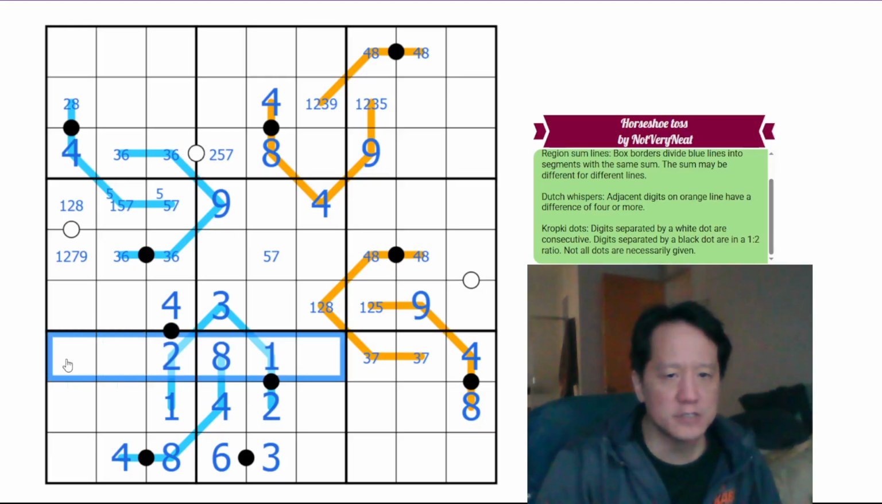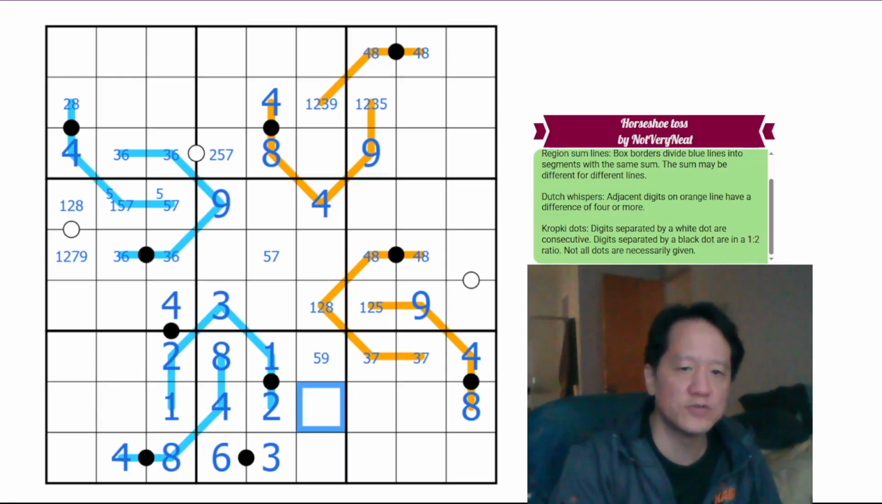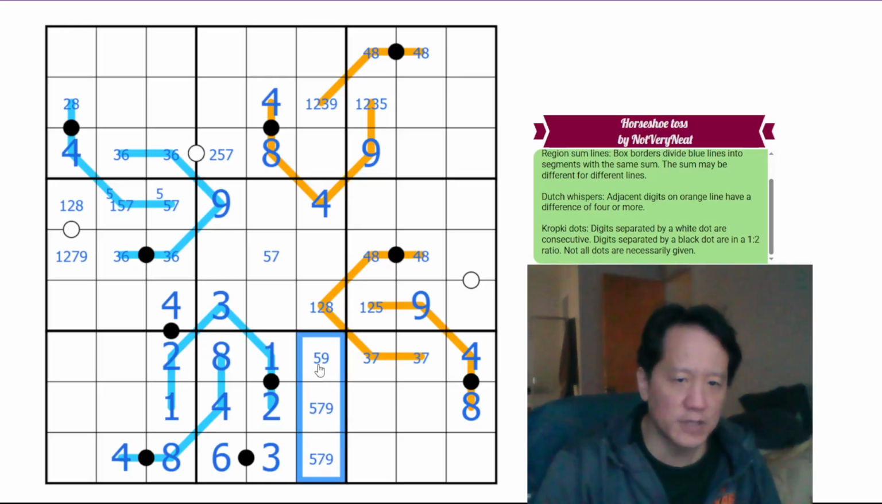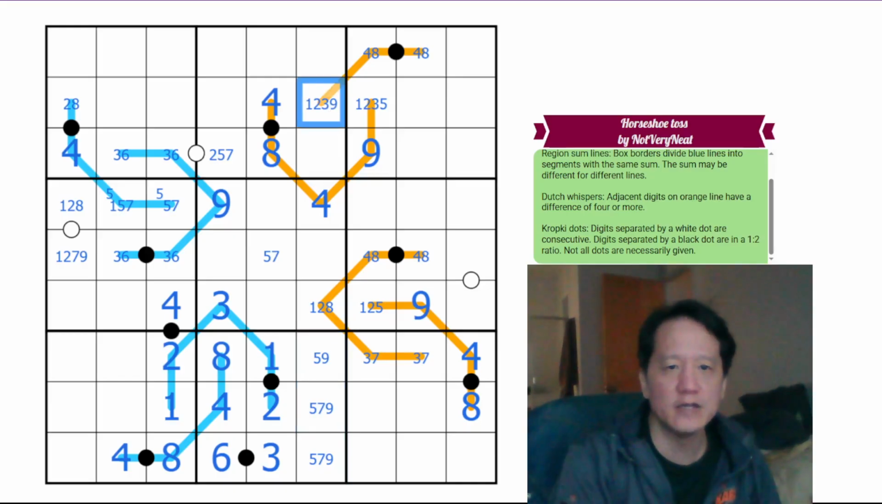The remaining digits then in row 7 are 5, 6, and 9. This can't be 6, so it's 5 or 9. This becomes a 5, 7, 9 triplet. Interesting. So since this is a 5, 7, 9 triplet, that eliminates 5, 7, 9 in the rest of the column. So this can't be 9 here.